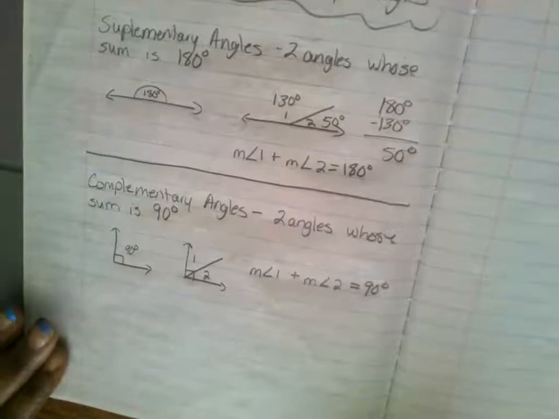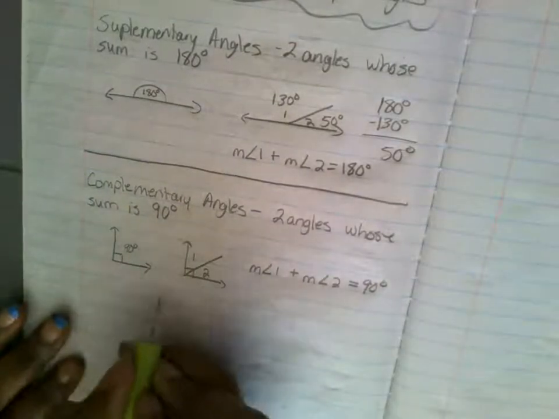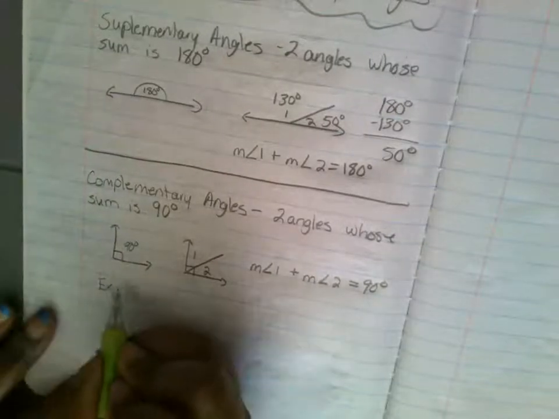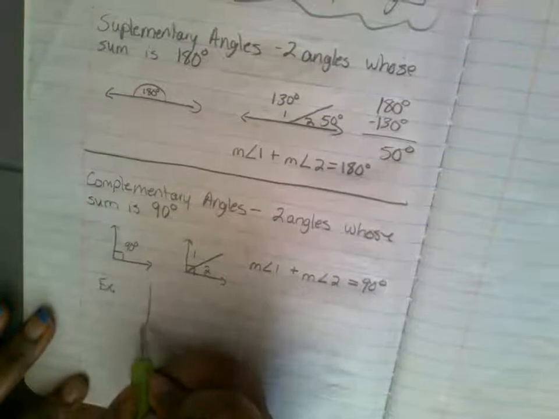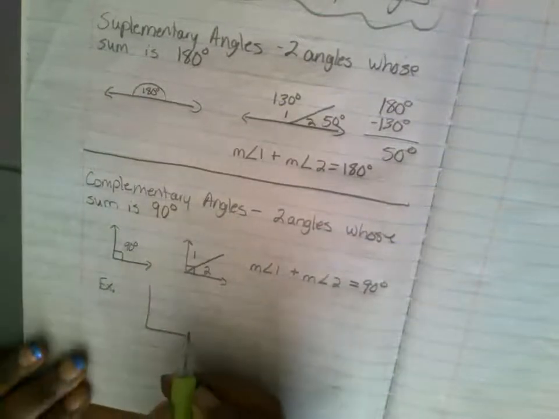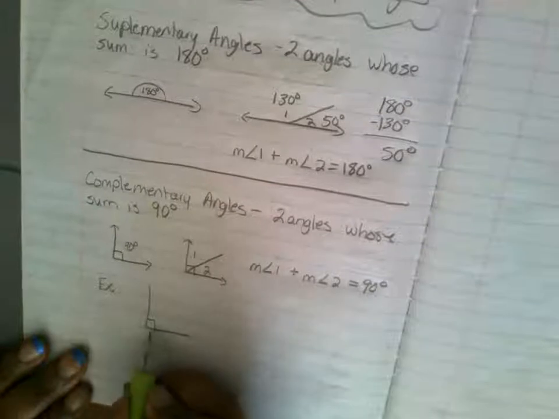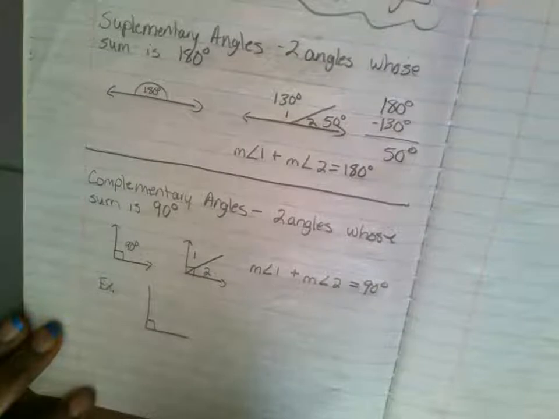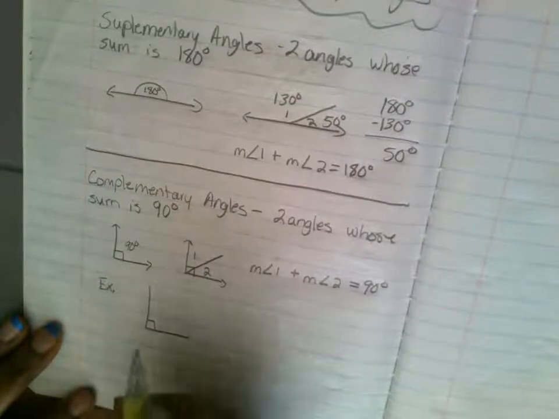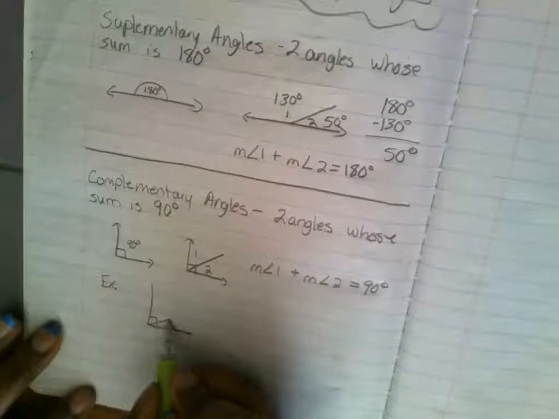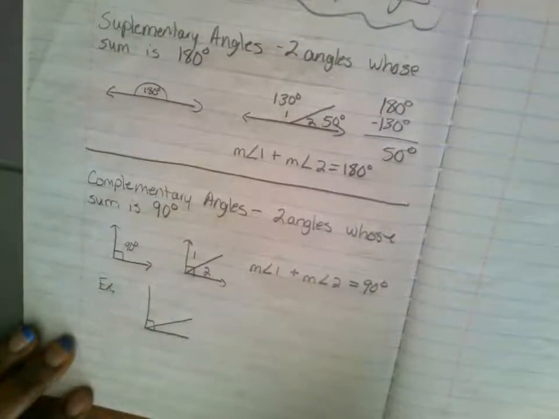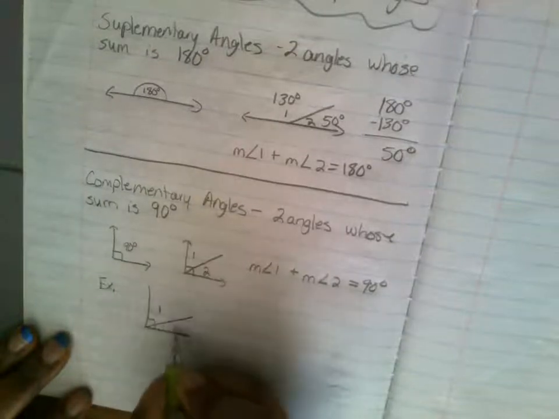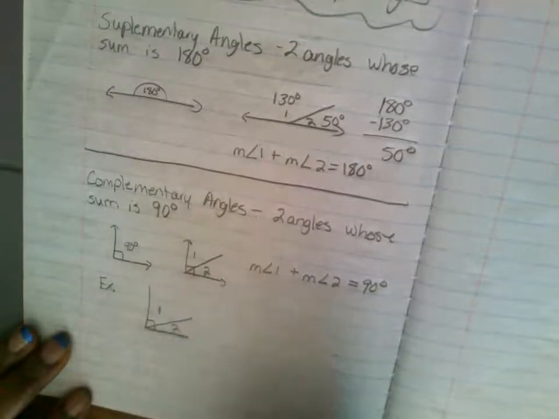Okay, so I'm going to do an example here. The angle that I'm going to draw is a right angle. I'm going to indicate that it's a right angle by putting a box in the corner. I'm going to cut the angle into two angles. I'm going to name the top angle, angle 1, and I'm going to name the bottom angle, angle 2.